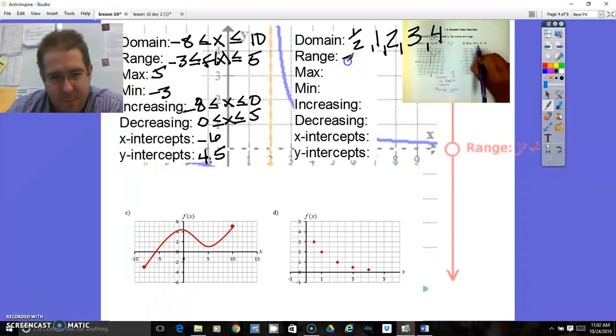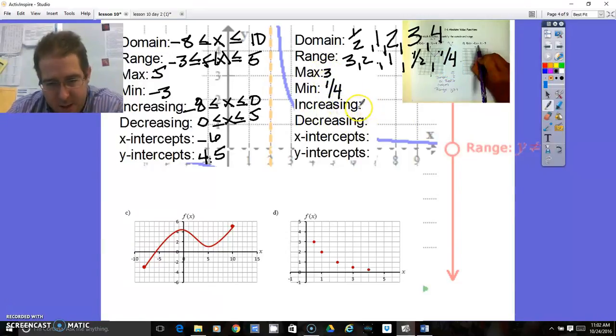This has a height of 3, a height of 2, a height of 1, a height of a half, and I'm going to assume the next one's going to be a height of a fourth because it's following that same pattern. The maximum it can be is 3, the lowest it can be is a fourth. The increasing interval, it's never increasing, it's always decreasing. It's decreasing the entire time, so that would be the same as the domain. It's decreasing from 0 to 4.